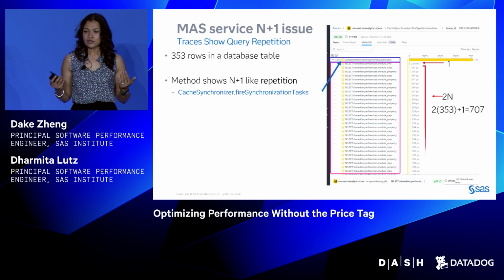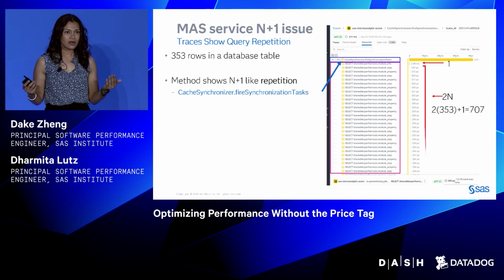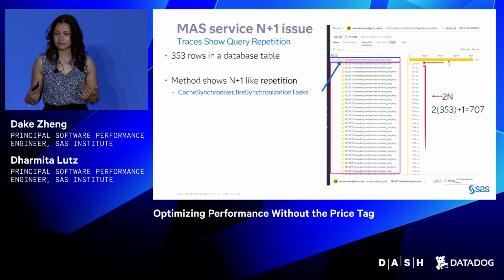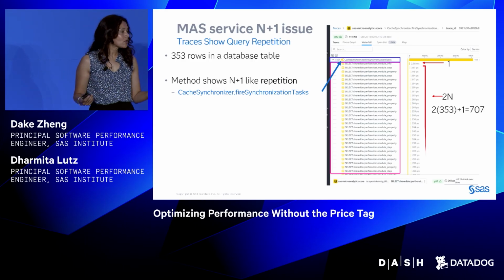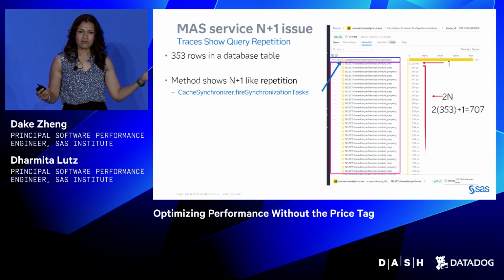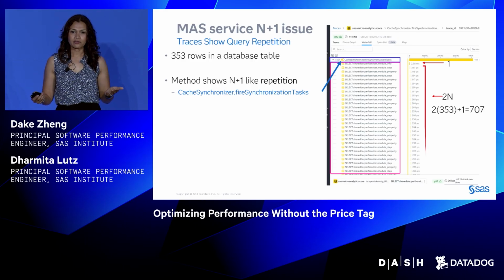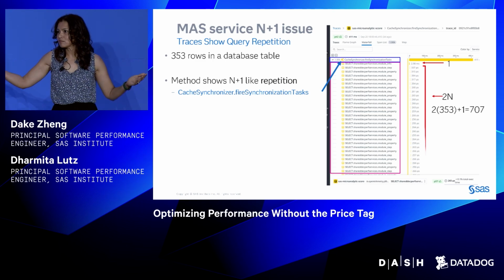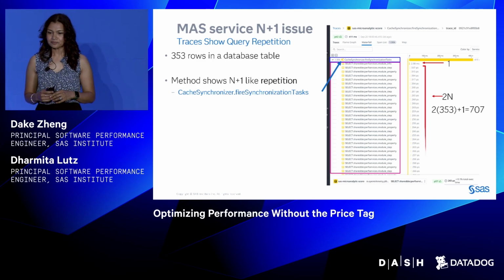So of the 1,000 or so spans that are in this particular method, 70%, or 707 of them, are to fetch properties from a database. Now you can see how this problem would increase even further if instead of 353, we had 500 or 5,000 modules in the database.